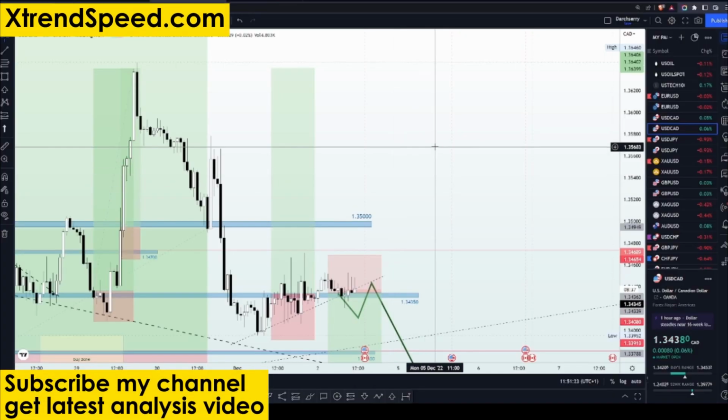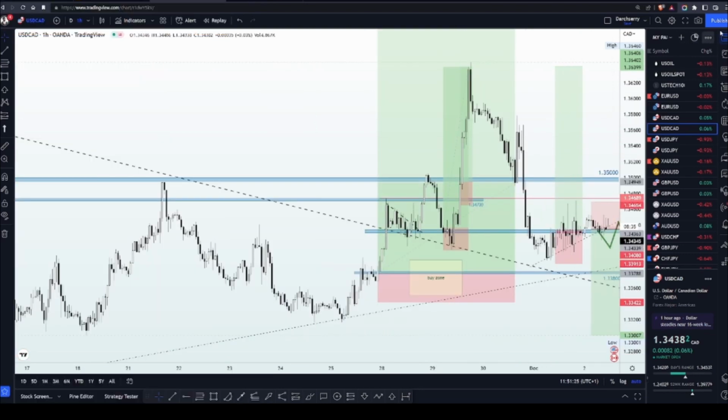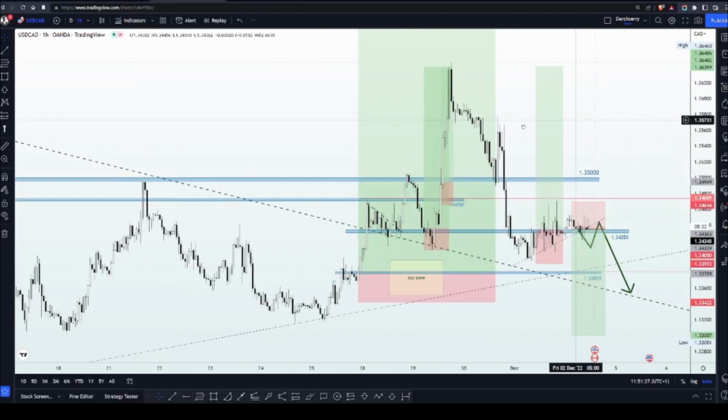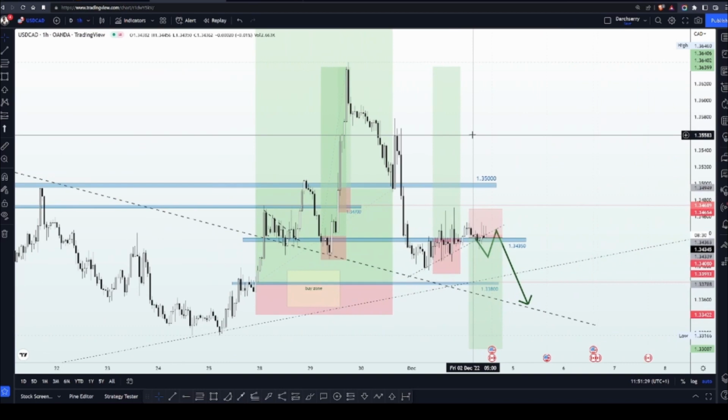that we have been monitoring since the beginning of the week. So here we are on the USD CAD. Let me quickly run through the daily time frame. I think the most important information is on the daily time frame.